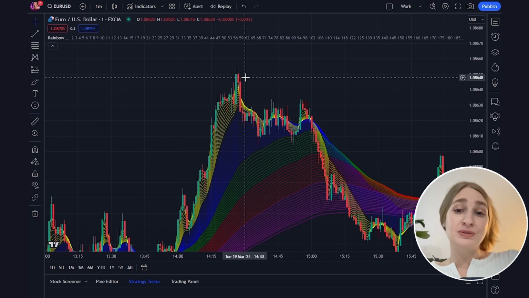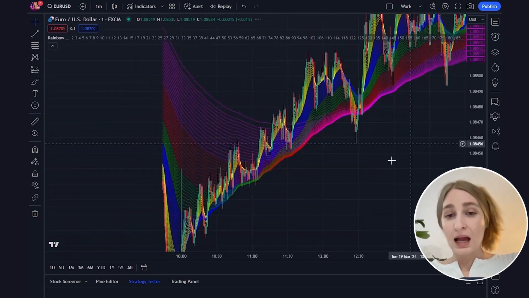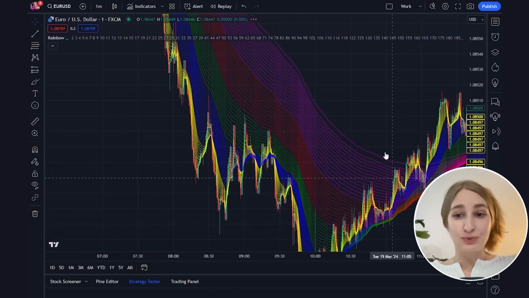The chart is also starting to perform its reversal, and that is why we could open a trade in the opposite direction, of course, and also make money on it. This is how this indicator works.